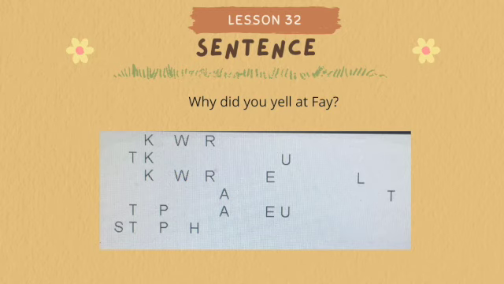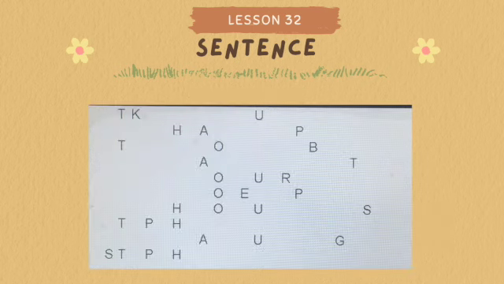Okay, let's proceed to the next sentence. You try this one. How are you going to read this? I'm giving you 3 seconds before I reveal the answer. Again, 3, 2, 1, 0. Let's check if you got the correct answer.